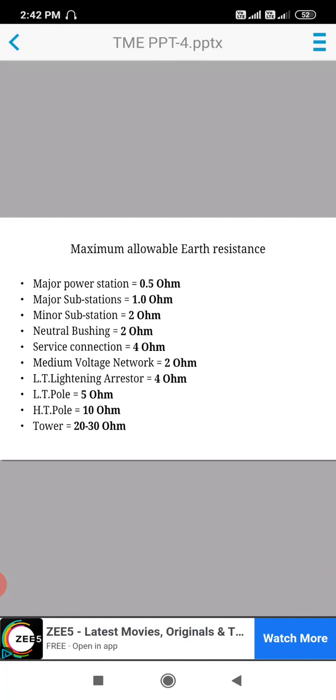For a medium voltage network, we have to maintain 2 ohm resistance. For an LT lightning arrestor, 4 ohm resistance. For an LT pole, 5 ohm resistance. For an HT pole, 10 ohm resistance. And for large towers, we have to maintain an earth resistance of 20 to 30 ohm. These are the ideal values we have to maintain during earthing in the different situations.